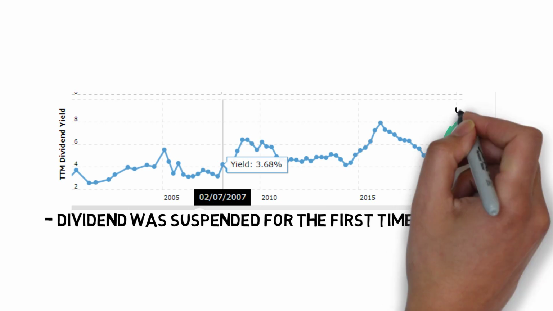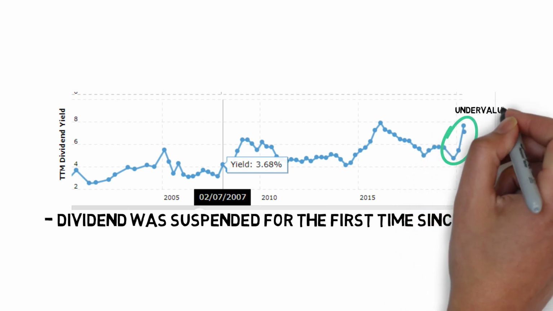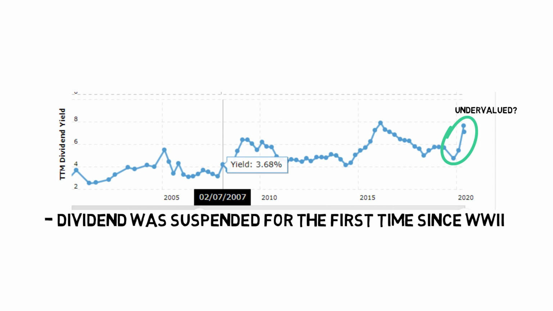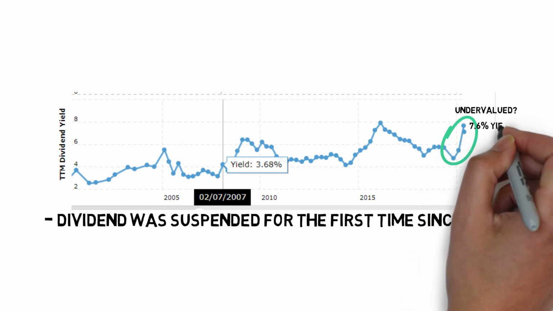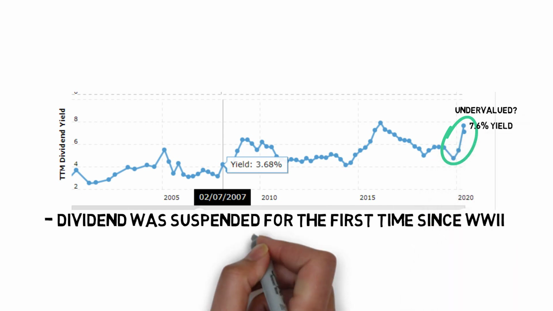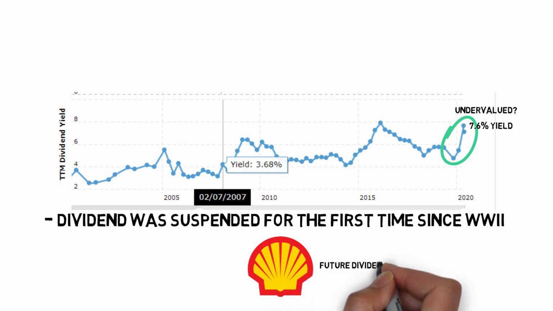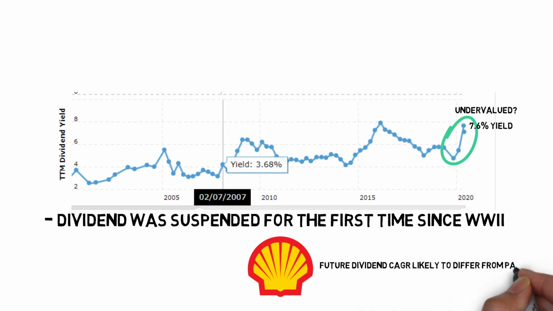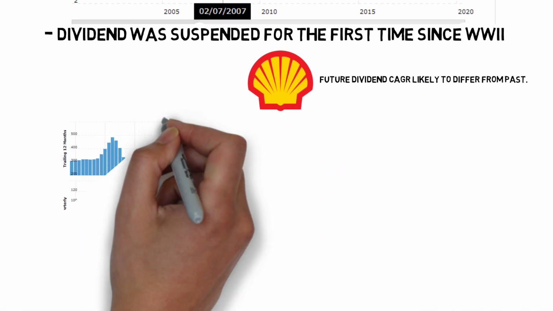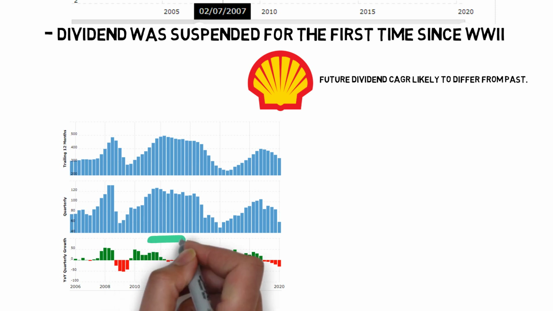The company could be considered undervalued because when the dividend is reinstated, it would be the equivalent of about a 7.6% dividend yield. Nice. Shell had been growing its dividend consistently since World War II. It is likely that when the dividend starts being paid again, it will be on a slightly lower floor, so it's hard to comment on its dividend CAGR at this time. Revenues have been more or less stagnant for a while now.